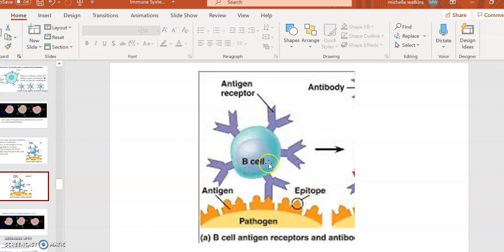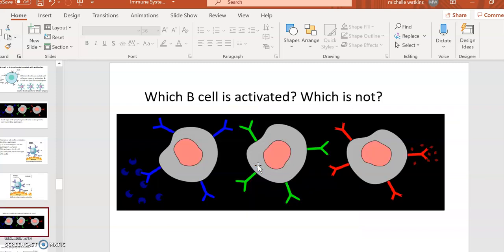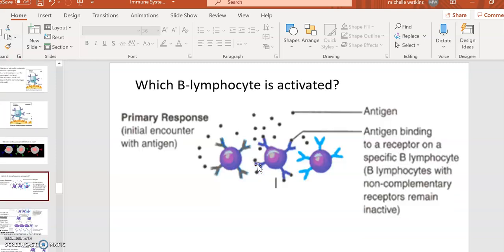And B cells have antibodies on their surface. And what is it that bind together? The antigens, which are part of the bad guy, bind to the antibodies, which are part of our B lymphocytes, our B cells. Okay, this we already did. You can answer that question, I'm sure. And here we go. We're going to go one step further.